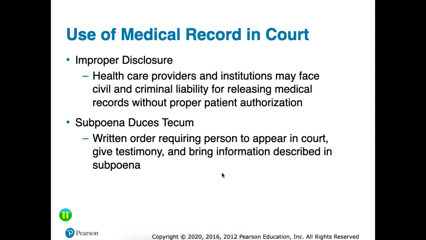And then use of medical records in court cases. This happens. Subpoenas, of course, can happen in regards to medical records. And then you've got to be careful for improper disclosure. Healthcare providers and institutions can face civil and criminal liability for releasing medical records without proper patient authorization. The subpoena process can be complicated. That's why there's usually attorneys on staff or people in medical records to help facilitate this process.